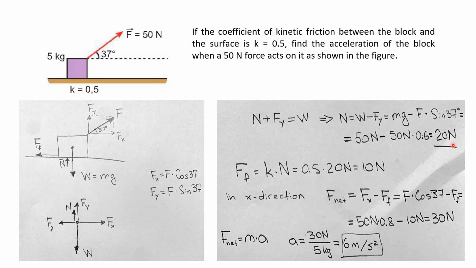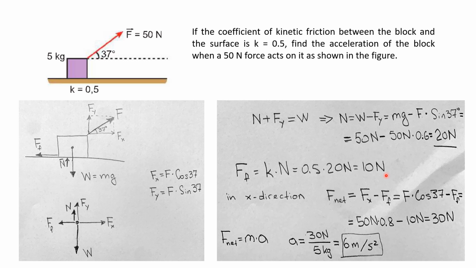Now we know the normal force, so we can find the friction force, because we know the friction force is equal to the coefficient of friction times the normal force. In this case, the coefficient of friction is 0.5 and the normal force is 20 newtons, so we get 10 newtons for the friction force. Now let's look at the x direction.